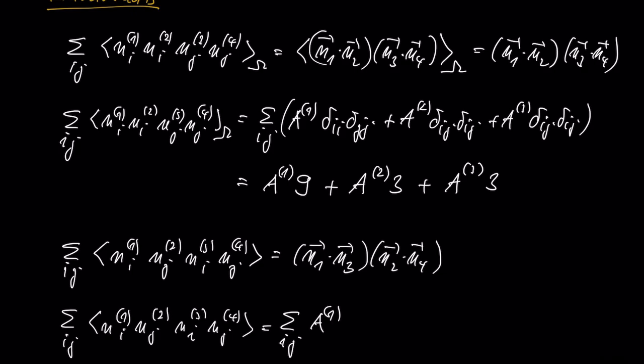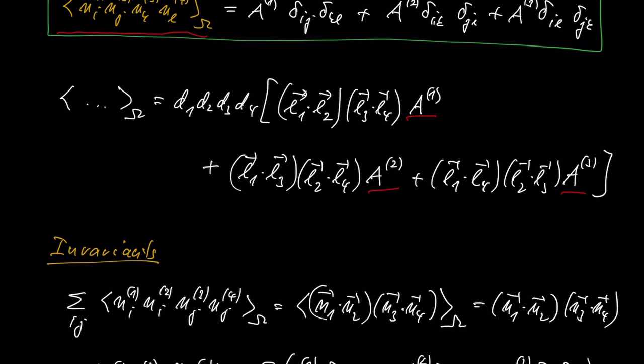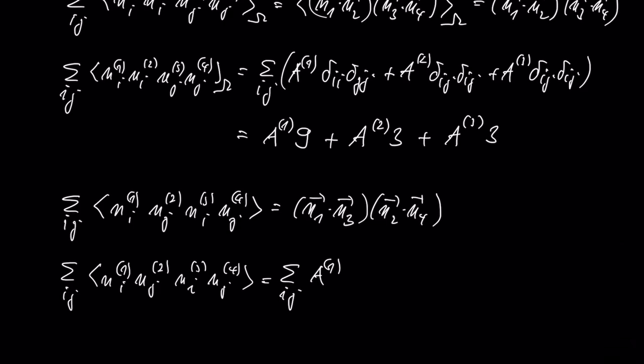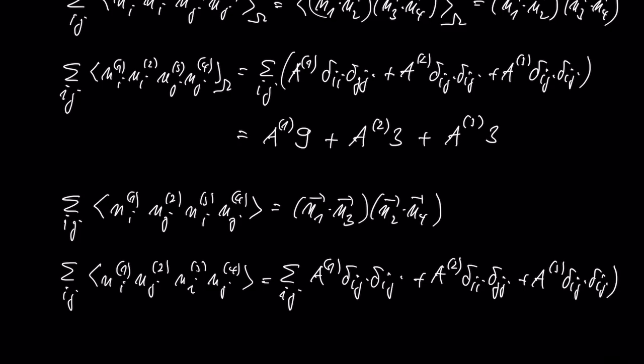So there is A1, and if you use the expression delta IK delta JL and use the situation that we have here, these are I's here, we get delta IJ delta IJ plus A2 delta II delta JJ plus A3 delta IJ delta IJ. That gives me A1 multiplied by 3, the same situation as above, A2 multiplied by 9, and A3 multiplied by 3.